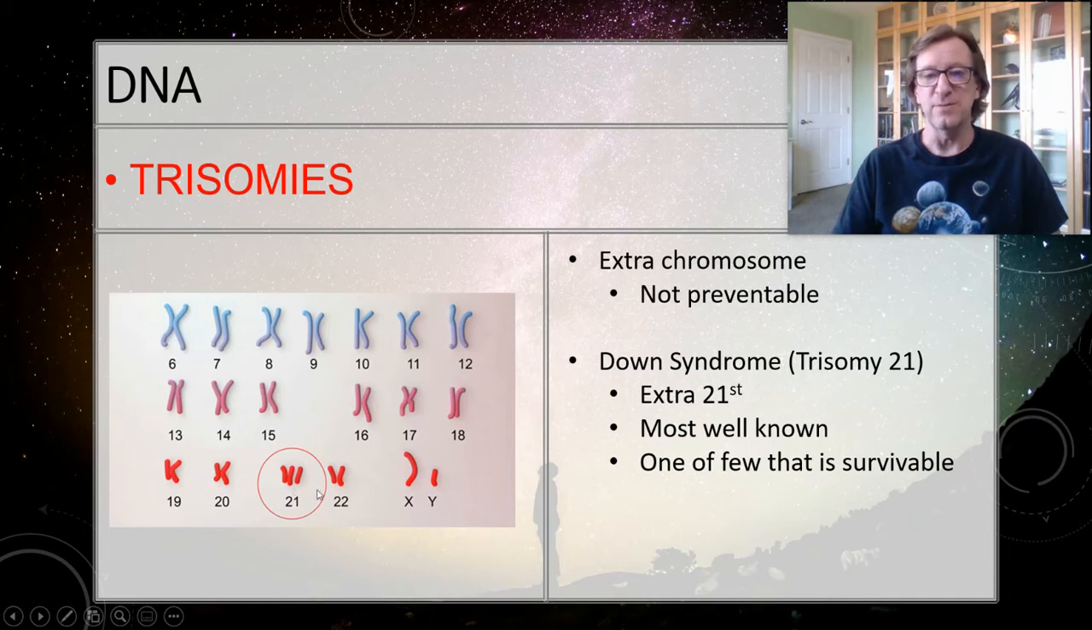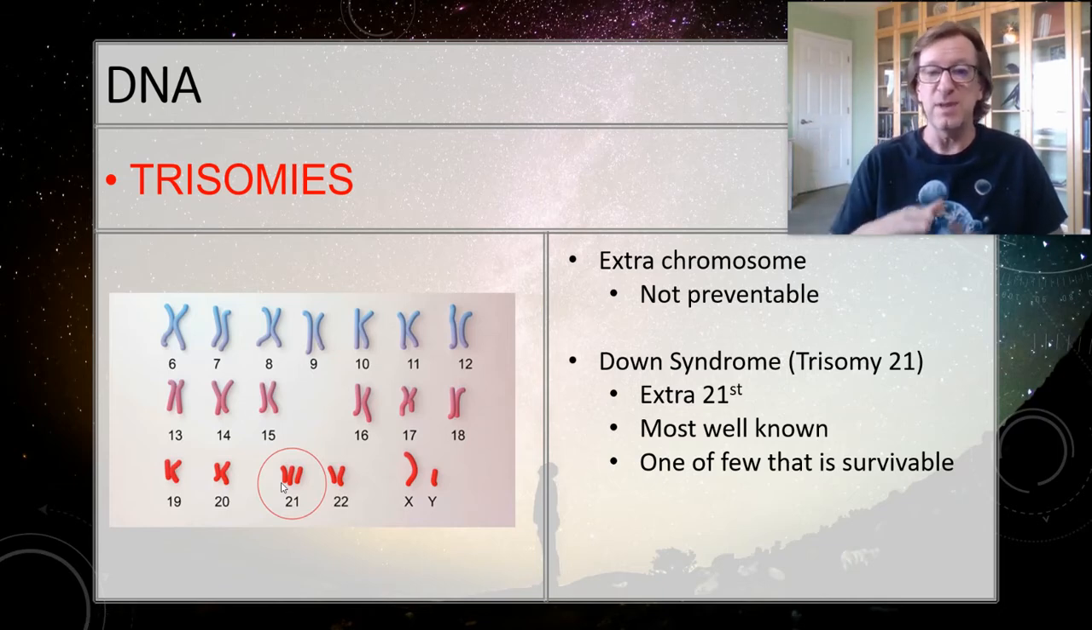So you've got 3 of these. The genetic structure of somebody with Down syndrome is actually different than somebody without Down syndrome. They actually have an extra chromosome. This is the only reason why this is one of the most well-known: it's one of the few that are actually survivable. In most cases, this extra chromosome causes problems with the cell structure.